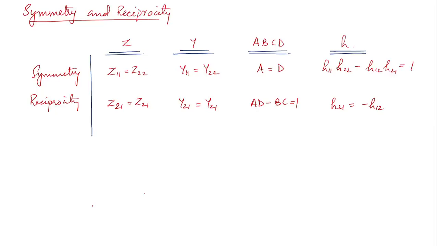Today we are going to deal with the symmetry and reciprocity of the four parameters, that is Z, Y, A, B, C, D and H. We'll be dealing with the derivation of only the Z parameter, and the remaining you can do on your own. It is self-explanatory. Okay, now what do you mean by symmetrical two-port network?